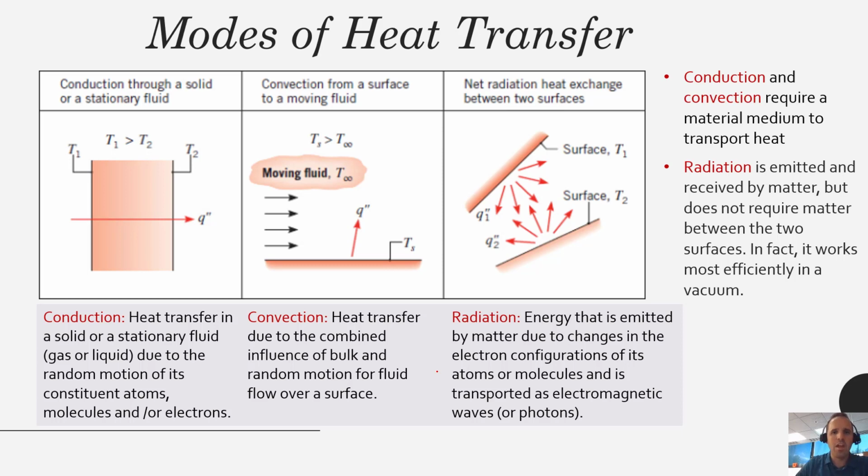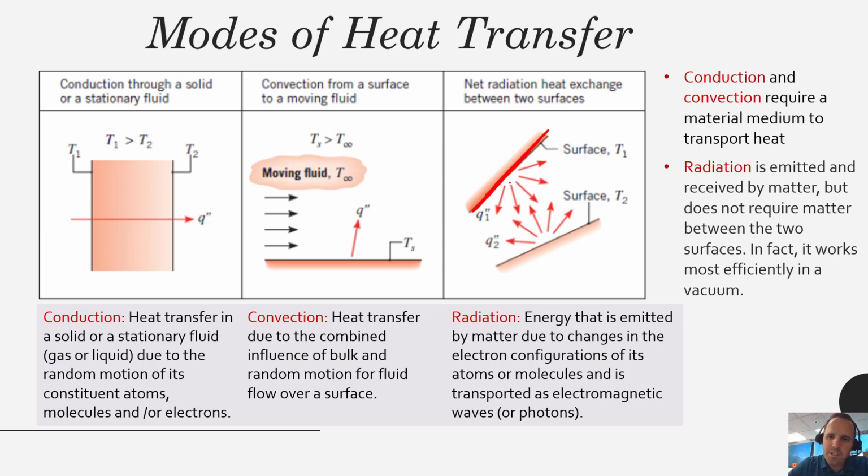All right, so just to review again, radiative heat transfer is energy that is emitted by matter due to changes in the electron configurations of its atoms or molecules and is transported as electromagnetic waves or photons. So with radiation, a surface, because of its temperature, is going to be shooting photons out into space. And then for that thermal energy to enter another surface, it's got to be intercepted by that other surface.